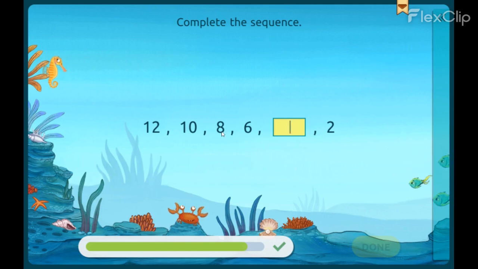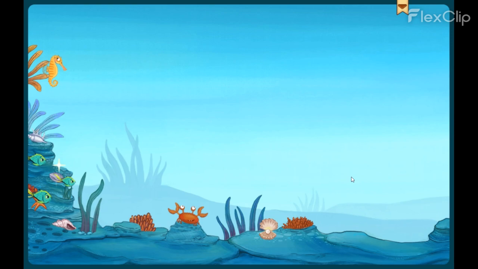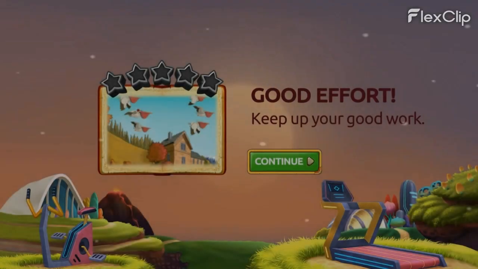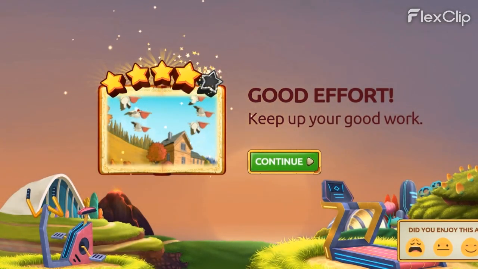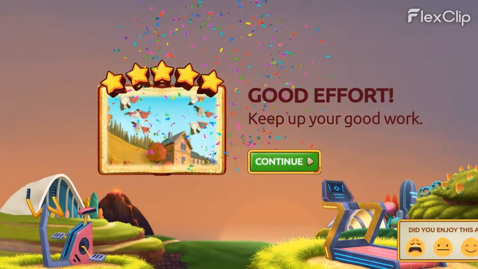10 minus 2 is 8. 8 minus 2 is 6. And 6 minus 2 is 4. That's correct. And we really have that would be 5 beautiful stars. Well done.